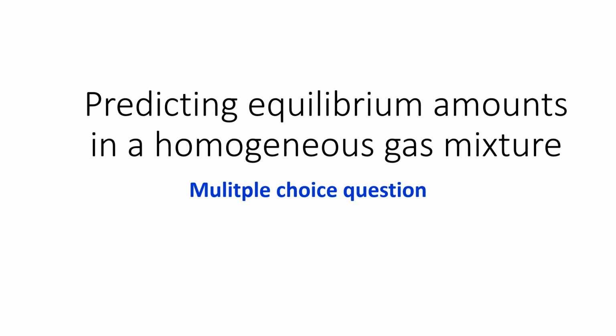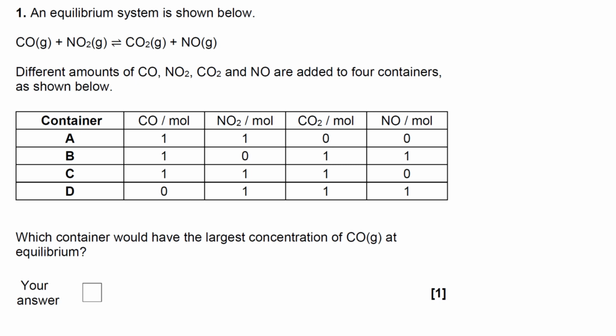Hi, and welcome to this multiple choice question looking at predicting equilibrium amounts in a homogeneous gas mixture. So we've got an equilibrium system, and it's shown below. It's obviously 4 gases. And what's quite interesting is they want us to work out which container A, B, C, or D would have the largest concentration of carbon monoxide.